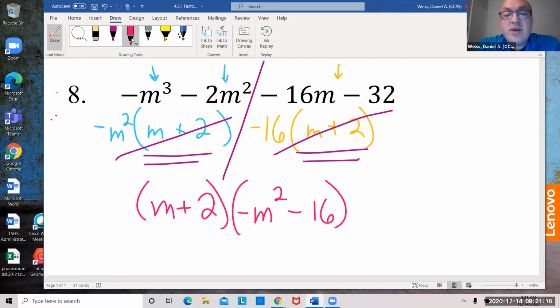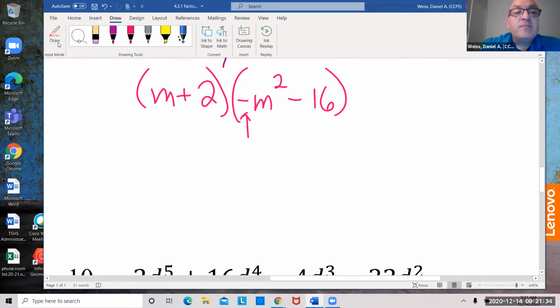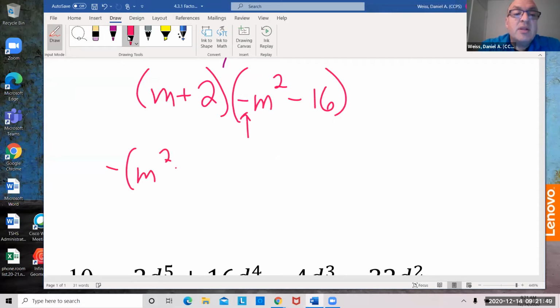Okay, so now, I don't want this negative first. So here's what I'm going to do. I'm going to pull out the negative. Although I think you can leave it like this. I think that in Delta Math, it won't mark it wrong if you just leave it like that. But I'm going to pull out the negative and write m squared plus 16, and then m plus 2.